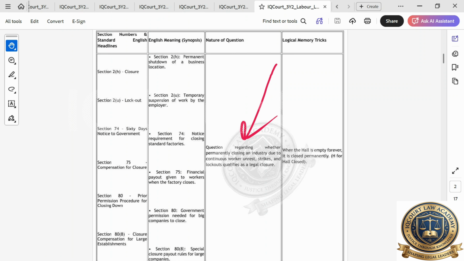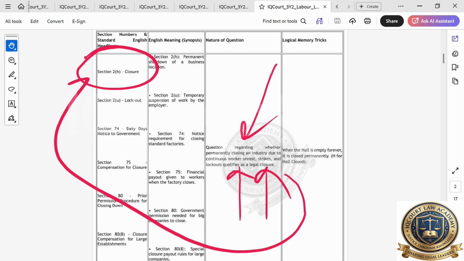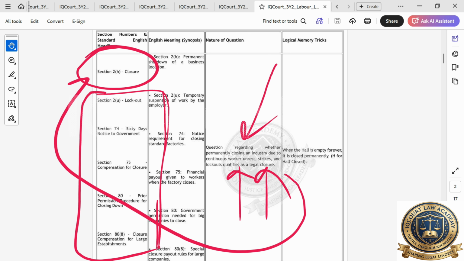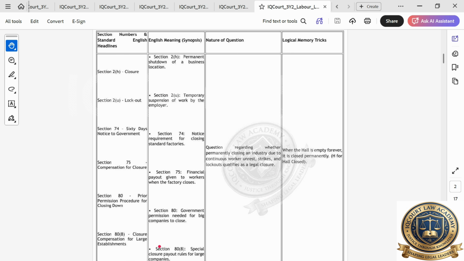See, the question is whether permanently closing an industry due to continuous worker unrest, strike, or lockout qualifies as a legal closure. So regarding the closure, we have to give the definition. This is sufficient. The remaining sections you may not be required to write, but just to impress the evaluator, you can write all the sections related to this.